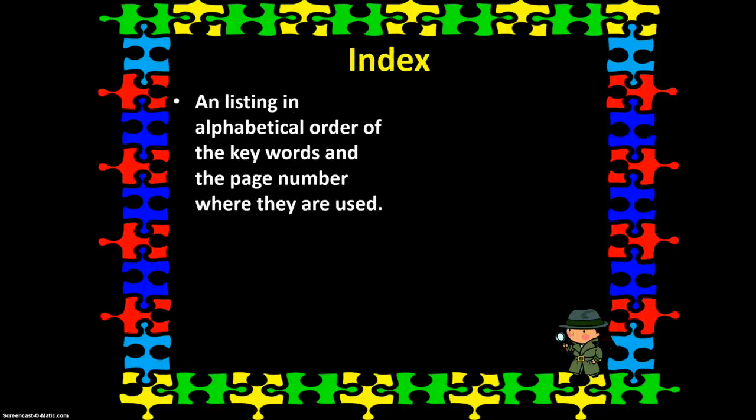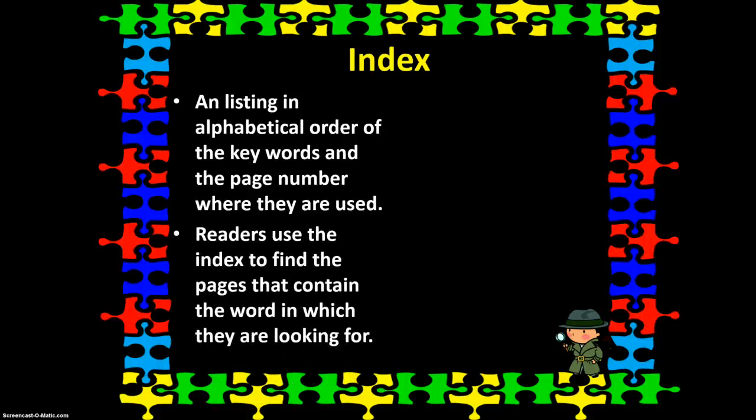Another part is the index. The index is a listing in alphabetical order of the keywords and the page number where they are used. And readers use the index just similar to the table of contents to find pages that contain the word which they're looking for.